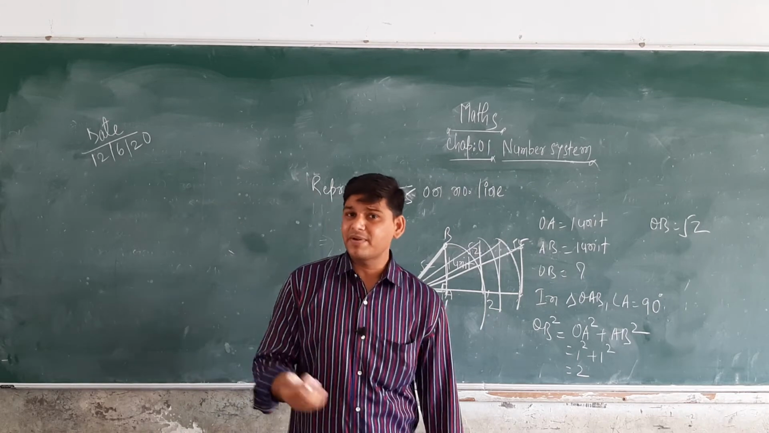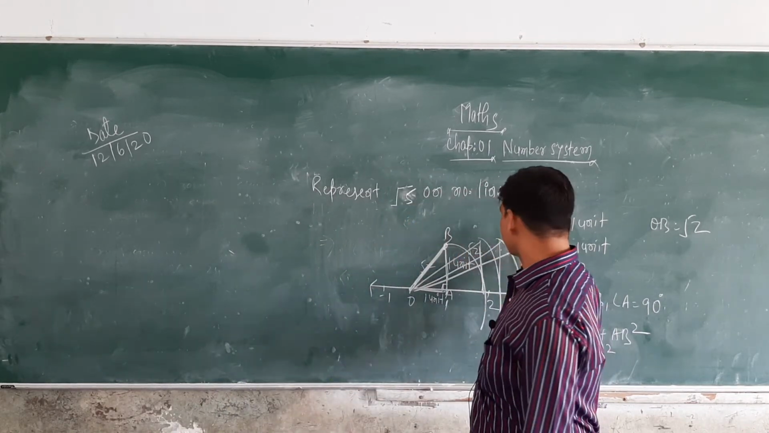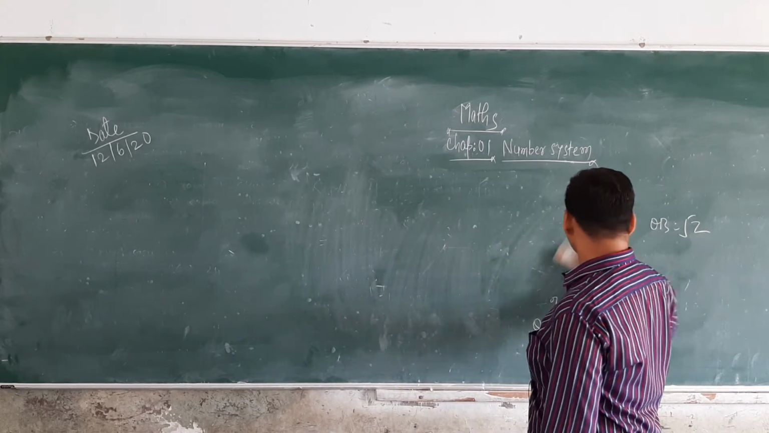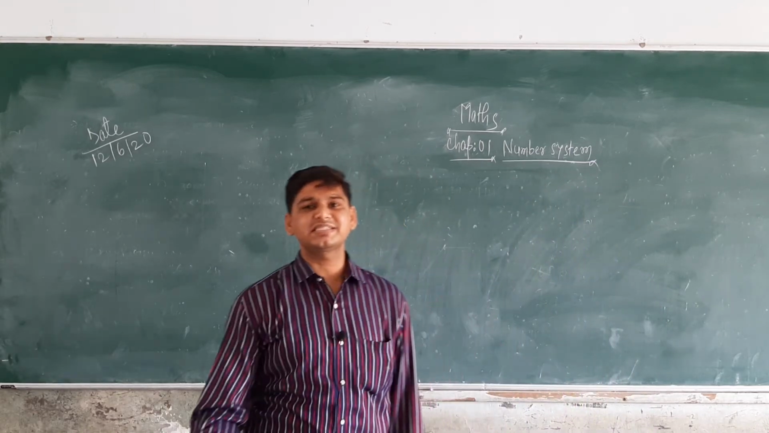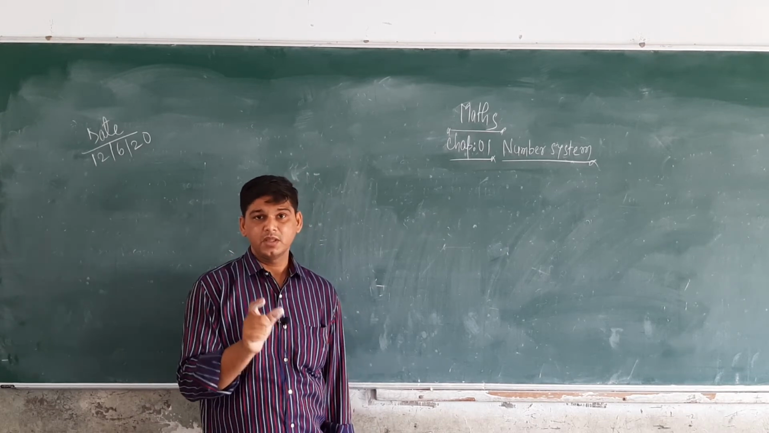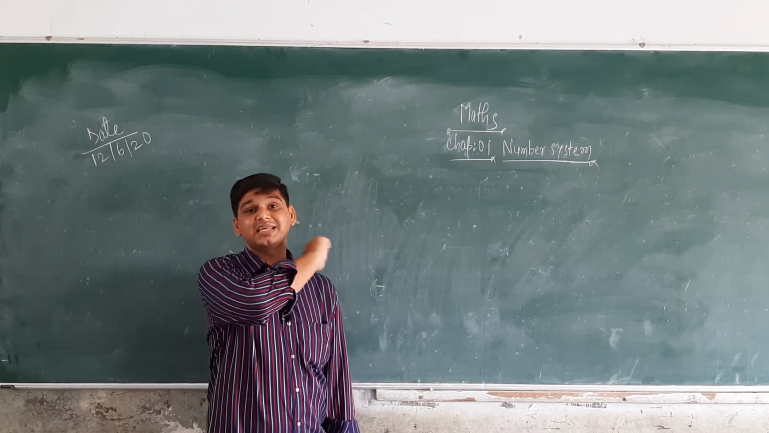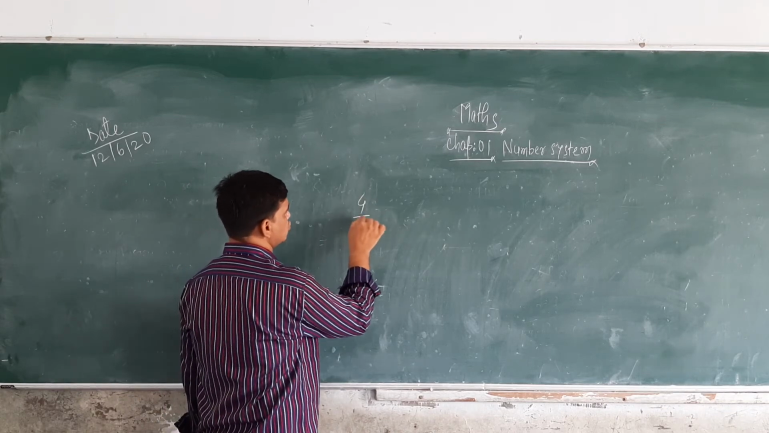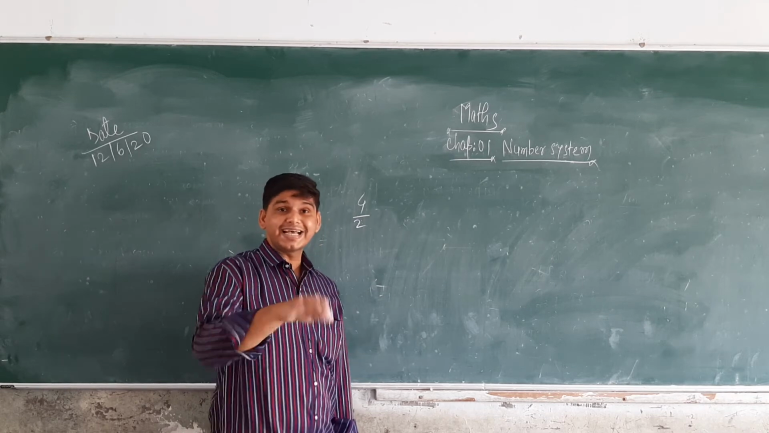Now how can we represent a number in the form of a decimal? What is the decimal form, and how can we represent it on the number line? Decimal representation can always be done when the denominator is a form of 2 or 5. Then it can be easily converted into decimal form. Like I'll write here 4 upon 2. Now I want to convert it into decimal form.